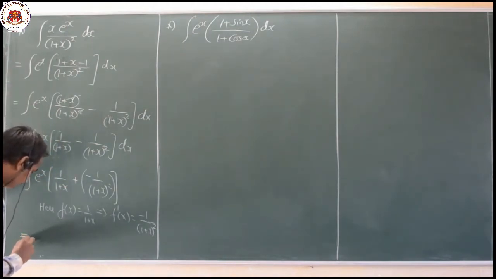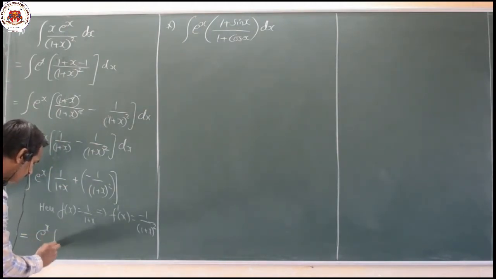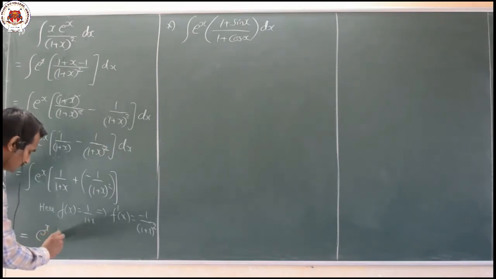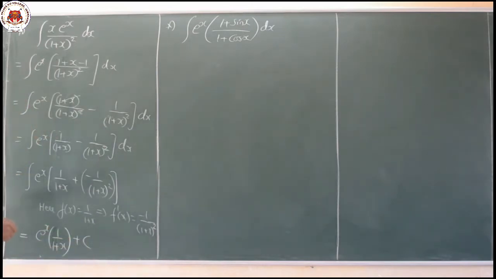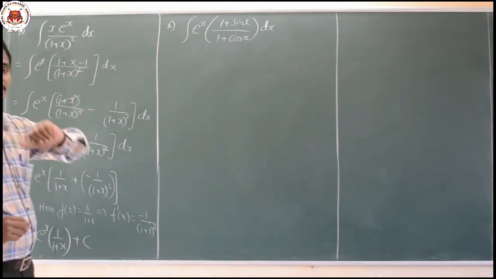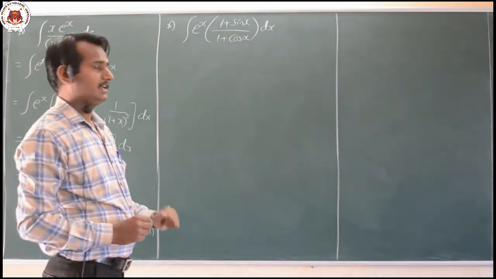So therefore its integral value will be e raised to x into f of x. Now what is f of x? That is nothing but 1 divided by 1 plus x plus an integral constant c. That is nothing but our required result. Simple and clear. Okay, dear students, now let us move on to the next problem.